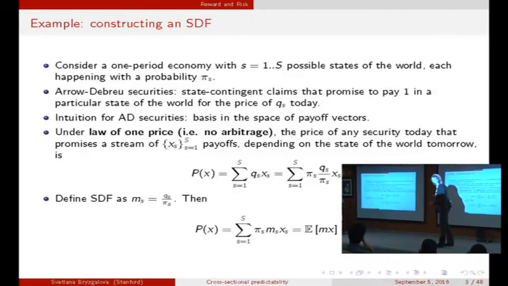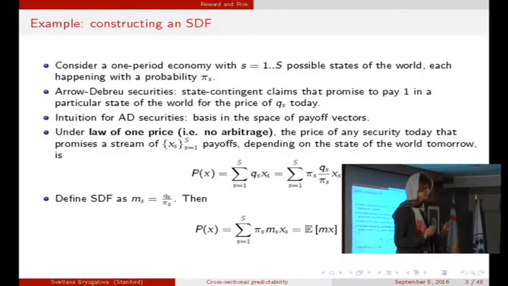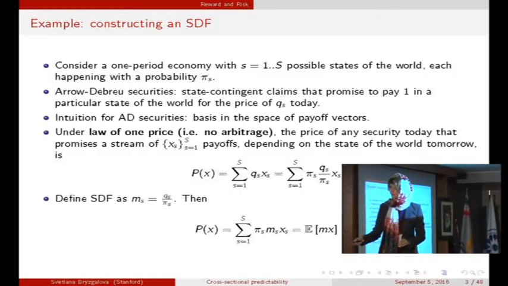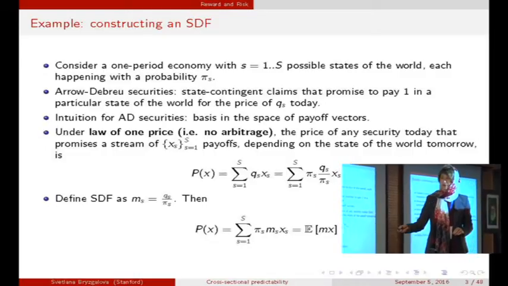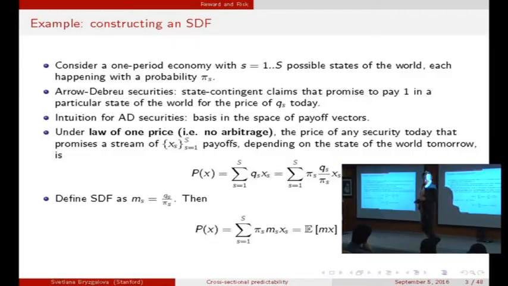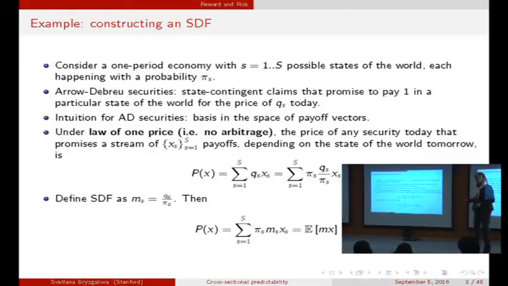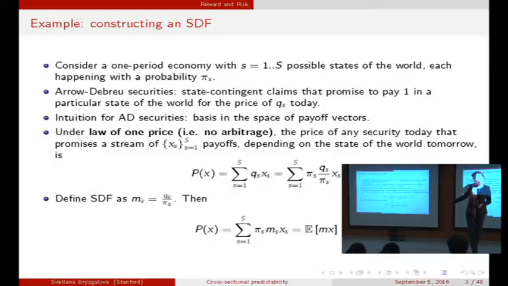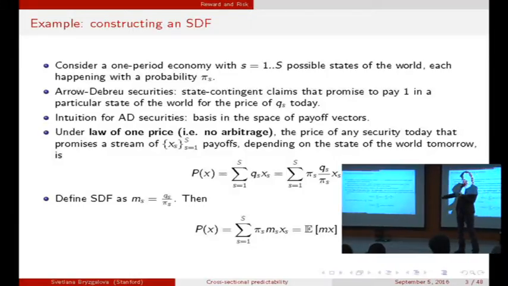So I'm going to just multiply and divide by the probabilities of each of those states. I'm not saying anything about expected values here. I'm just multiplying and dividing, okay? So far, it's just the law of one price. And I'm going to introduce a new quantity, m_s, precisely the ratio between the price of the Arrow-Debreu security and the probability with which the state is going to happen. Therefore, I can represent the price of my asset as the weighted combination of pi_s multiplied by this new variable m_s multiplied by x_s.